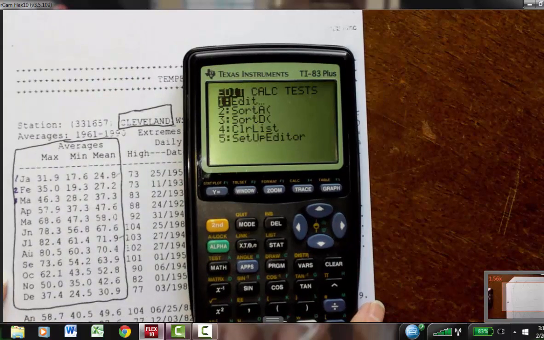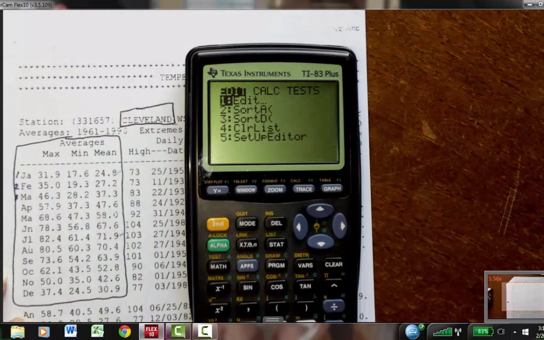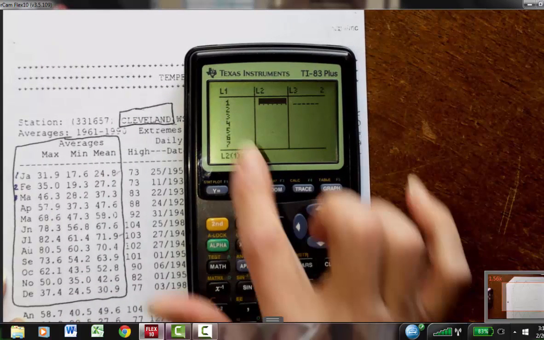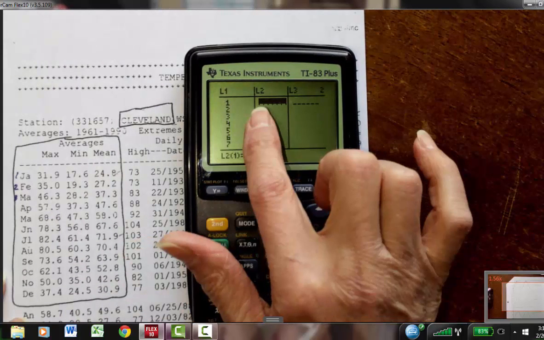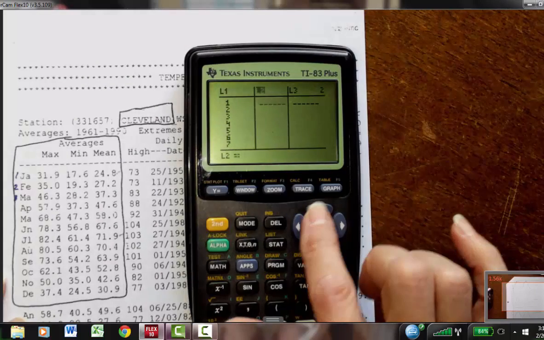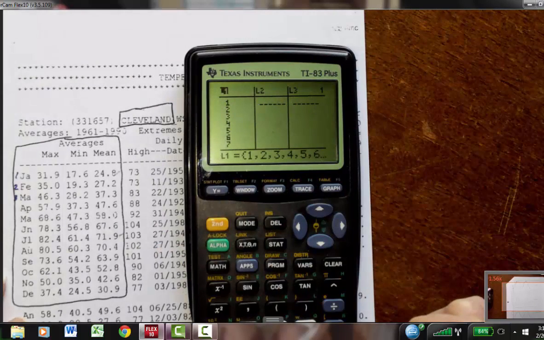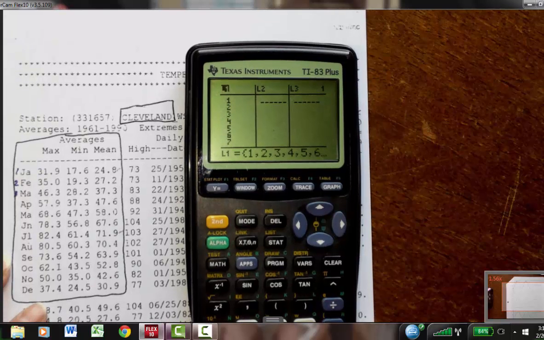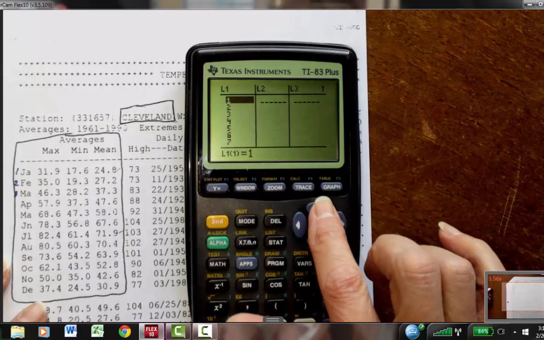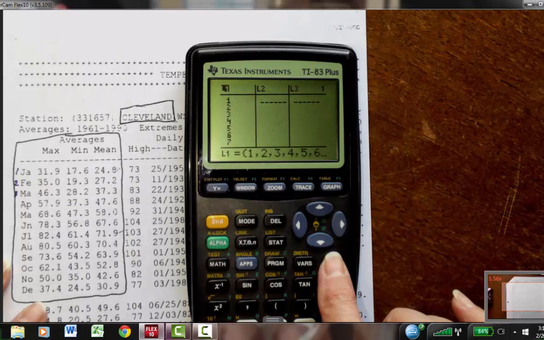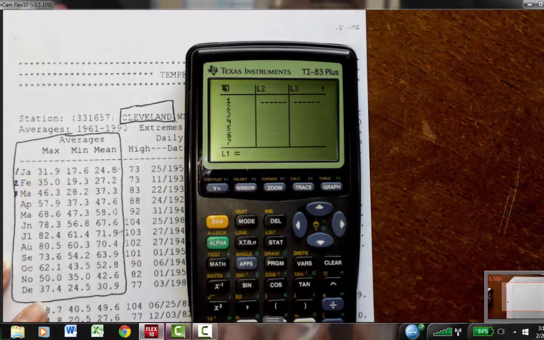And I'm going to go ahead and edit my lists, and I'm going to be putting numbers in list 1 and list 2. If you already have numbers, in this case I have numbers already in list 1, and I want to remove them, all I need to do is go up and highlight L1, press clear, and then press enter. And you'll notice that all your values disappear. So if you already have something in list 1 and list 2, that's how you can get rid of them.